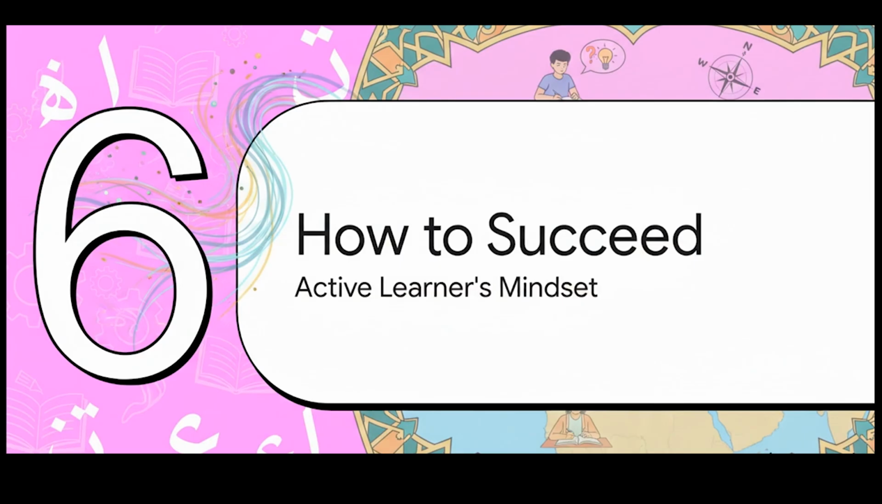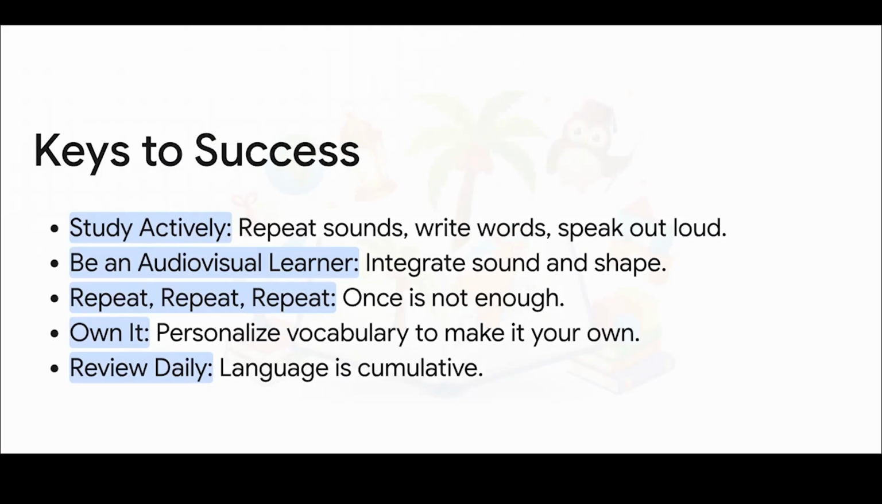Okay, for our last section, let's talk about the single most important part of this whole equation. And that's you, your mindset. The textbook actually starts with some fantastic advice on how to be an active, successful language learner. So, what are the secrets? First, you've got to study actively. Don't just read silently, say the sounds out loud, write the words down.